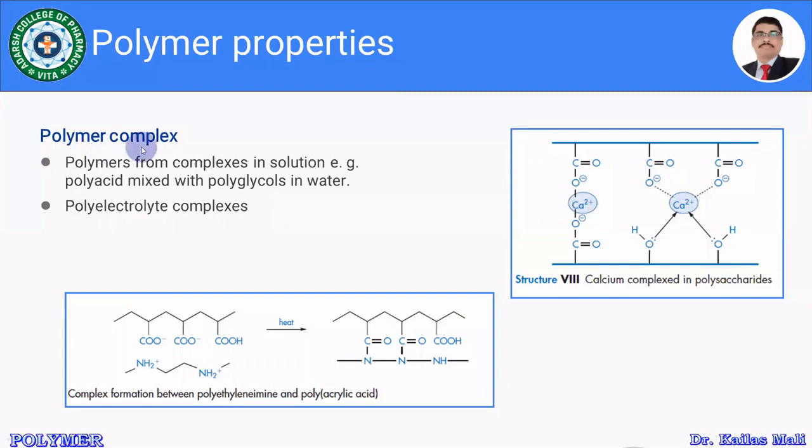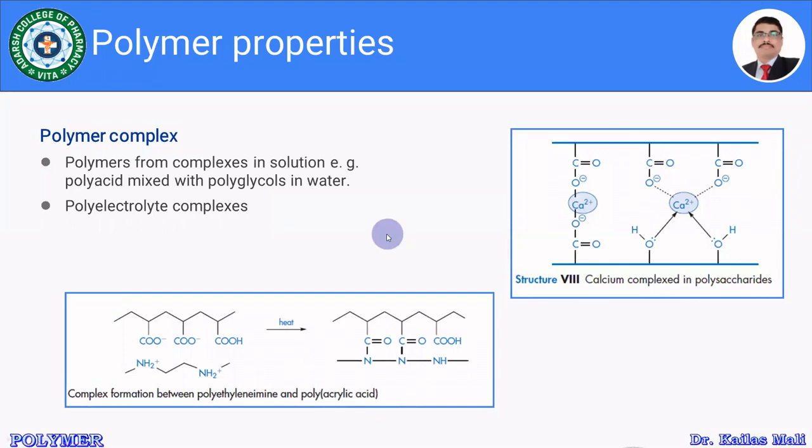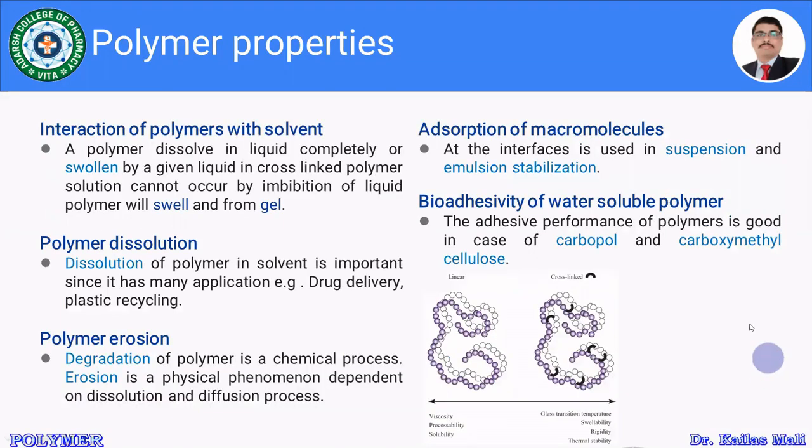So polymers form complexes in a solution. For example, polyacid mixed with the polyglycol in the water, isn't it? And we have seen the two examples. Very first one, complex formation between polyethylamine and polyacrylic acid, and second one is the calcium complex in the polysaccharides, for example, sodium alginate. So this is about the polymer complexation. Let us move towards the next polymer property, that is the interaction of polymer with the solvent.